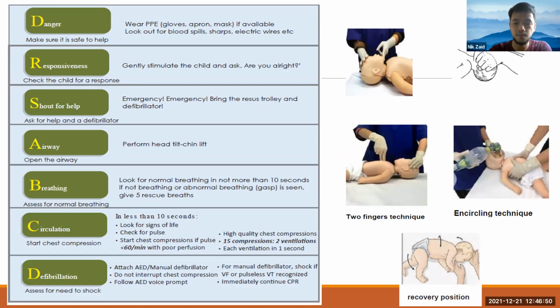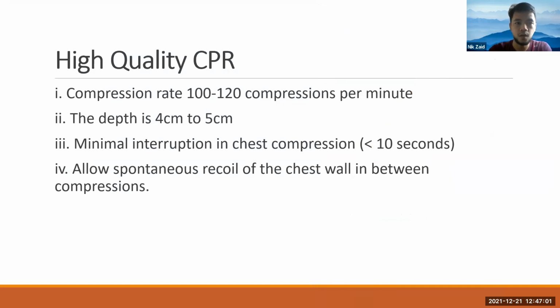Supporting the infant's back by placing a towel or blanket or pillow to support the child in the recovery position. For high quality CPR, the compression rate must be 100 to 120, and the depth is 1/3 of the chest, or about 4 to 5 cm. There must be minimum interruption in chest compression, less than 10 seconds. And for every compression, we must allow full spontaneous recoil.